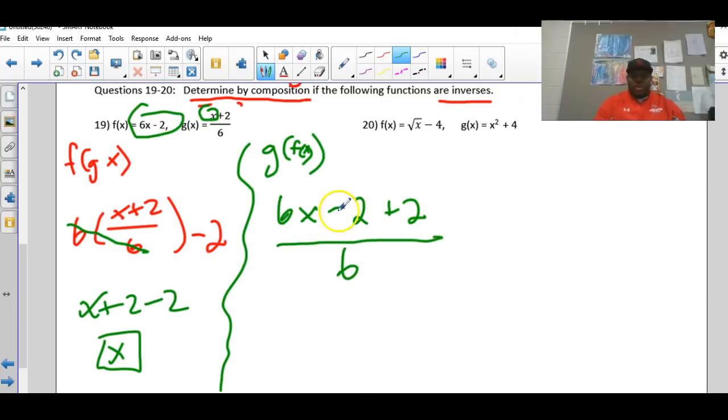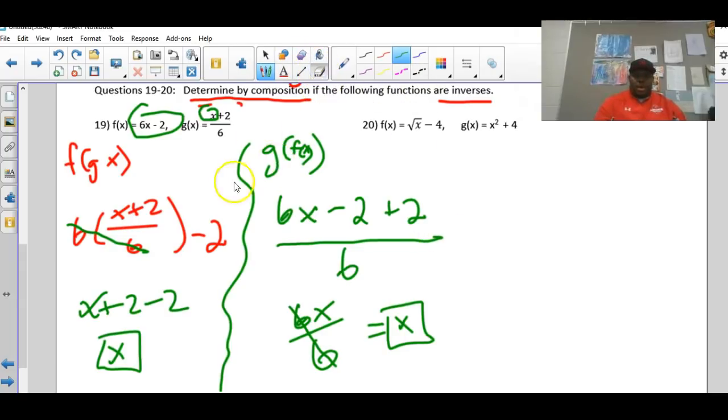So now, if you look right here, negative 2 plus 2 is 0. So I'm left with 6x divided by 6. And the 6 is canceled, so I'm left with x. X remains. So we can safely say that these two are inverses. They are inverses of each other. Both undid each other to have just a single x remaining.